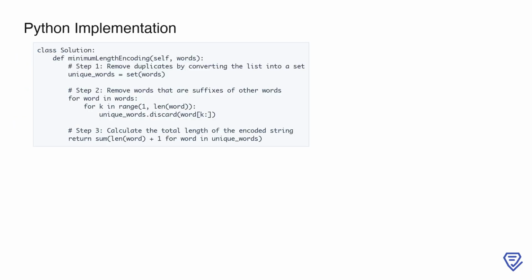This Python implementation solves LeetCode problem number 820, short encoding of words, using a combination of sets and suffix elimination for efficiency. First, all duplicates are removed from the input list by converting it into a set, ensuring only unique words are processed. Next, for each word, we iterate through its suffixes, from index 1 onwards, and remove any suffixes that exist in the set. This ensures that no word in the set is a suffix of another. Finally, the length of the encoded string is calculated by summing the length of each remaining word plus 1, to account for the hashtag character. This approach is efficient and ensures the minimum possible encoding length is achieved.